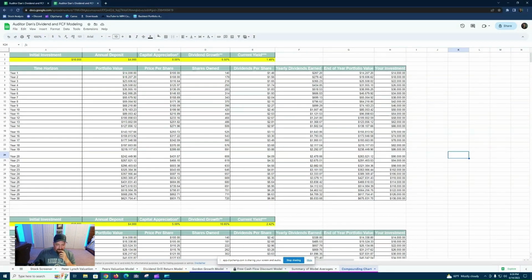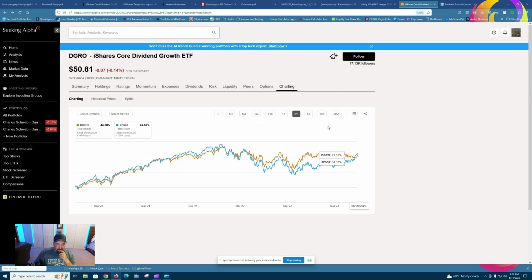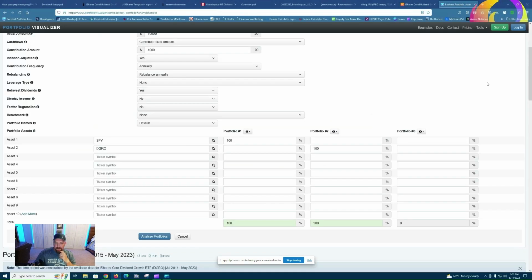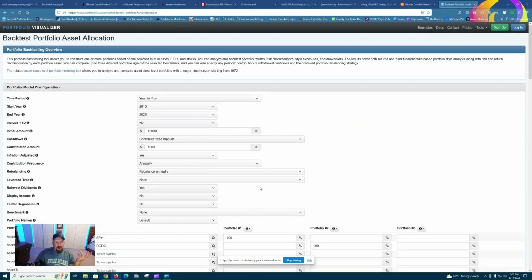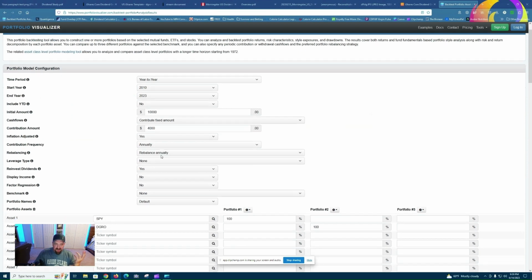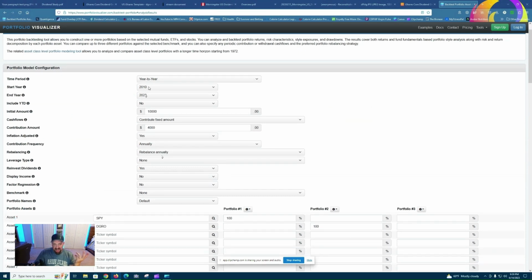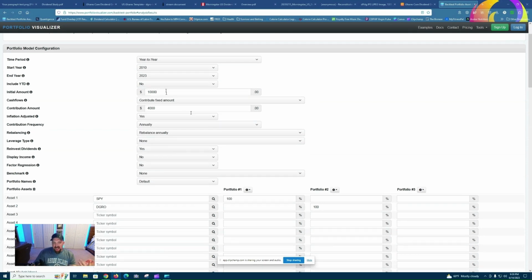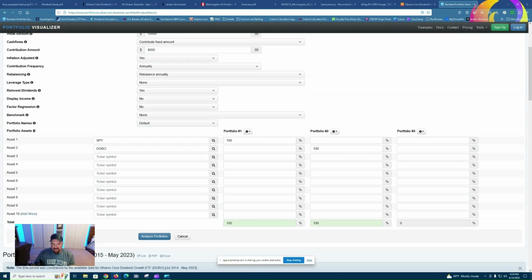So that is there. Again, you can use this website, Portfolio Visualizer. I just went from 2010, because I figure after the start of the boom, right? Let's say you start with 10,000, and then what if you're putting a Roth-type amount per year, 4,000? And you're reinvesting the dividend.